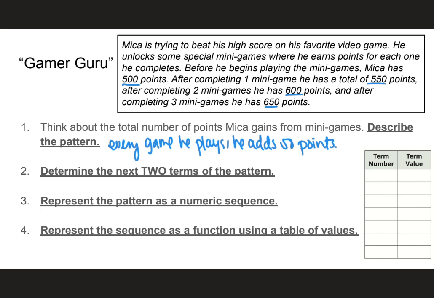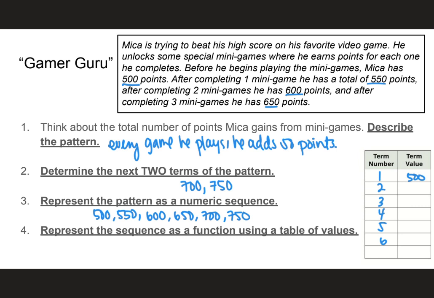So now to determine the next 2 points, he was at 650. If we add 50 to that, he would be at 700 points. If we add 50 one more time, he would have 750 points. So now let's represent it as a numeric sequence. So we started at 500, 550, 600, 650, 700, and then 750. And then using our tables, we have our term values.